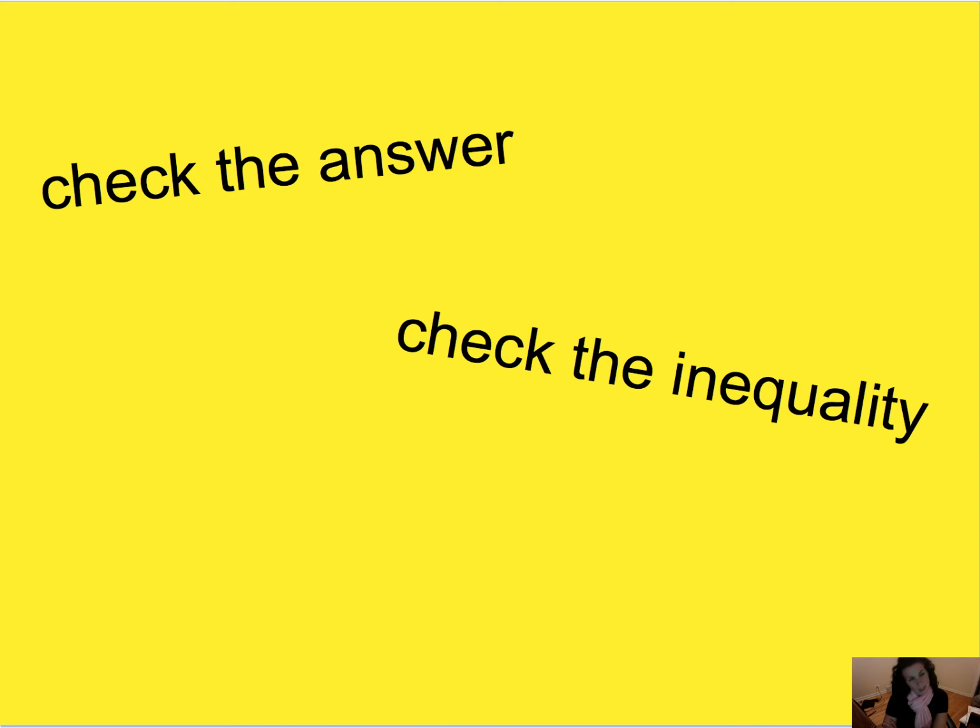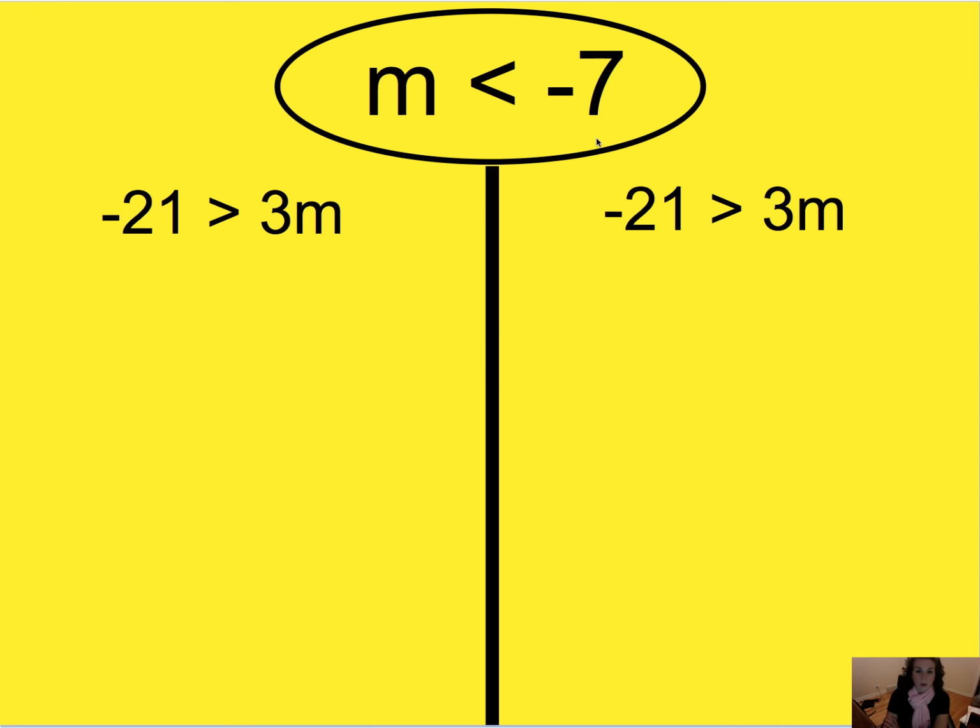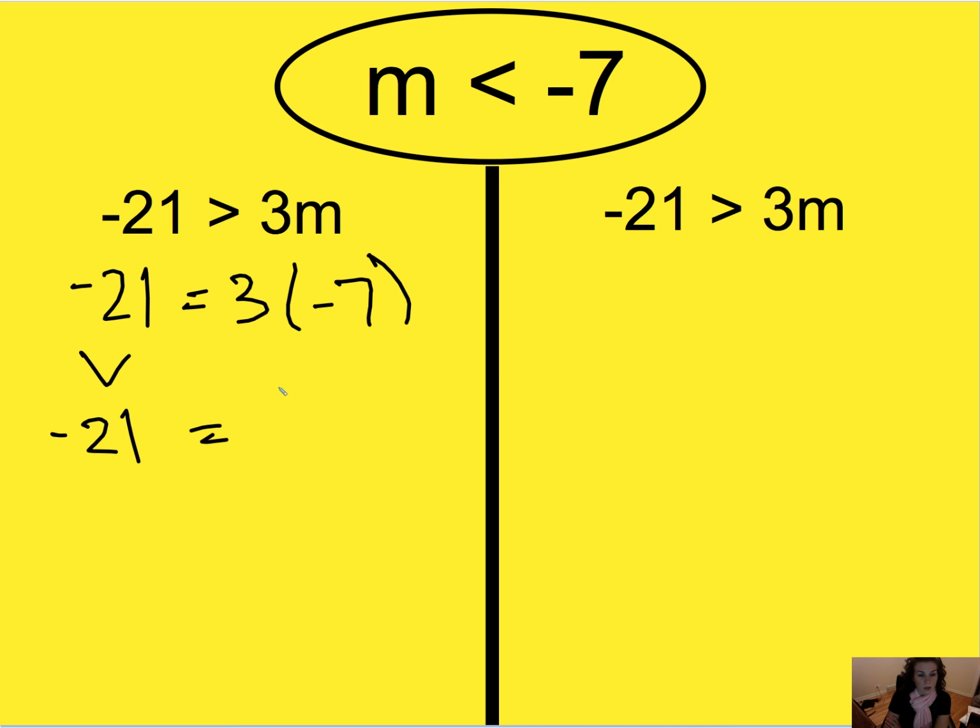And again, I want to check the answer, check the inequality. So m is less than negative 7. I plug that into the original problem. Negative 21, I want to see if that equals 3 times negative 7. This is negative 21. 3 times negative 7 is negative 21. So far we are correct.